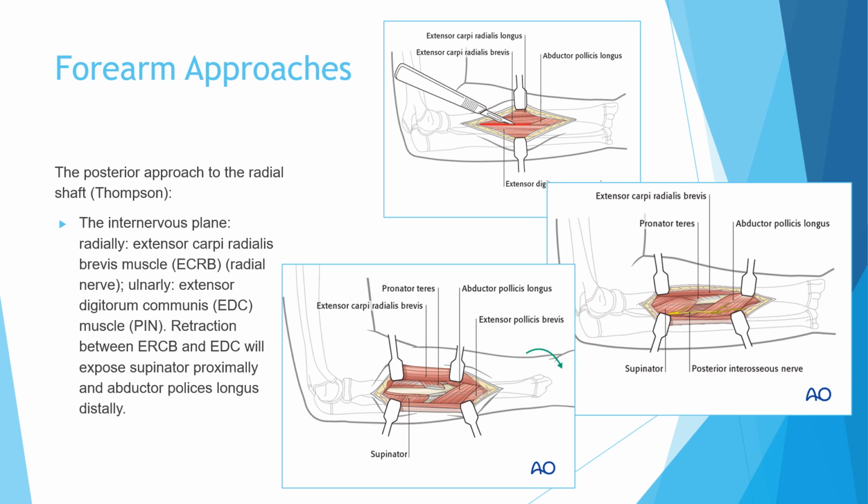So the posterior approach is between the extensor digitorum communis and the extensor carpi radialis brevis, and you will find two muscles, the supinator and the abductor pollicis longus. If you want to release the supinator, you fully supinate, and then you release the supinator with the posterior interosseous nerve. Both forearm approaches require supination. Kocher approach requires pronation to protect the PIN.